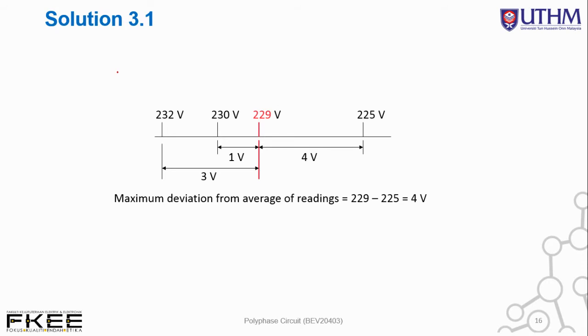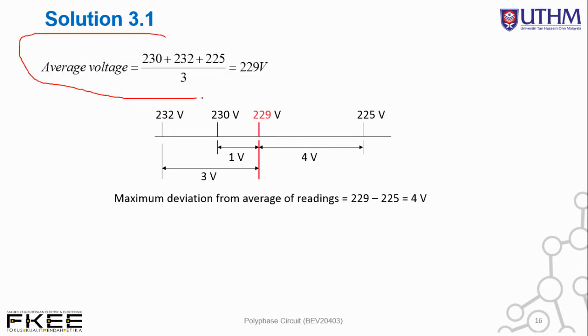So first you have to calculate the average, of course. This is the total average voltage. So 230, 232, and 225 over 3. This gives us 229. So 229 is going to be the average value.